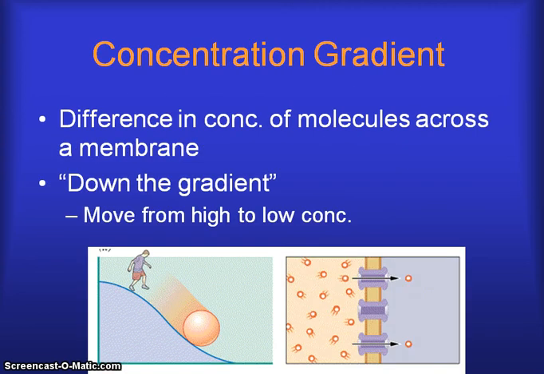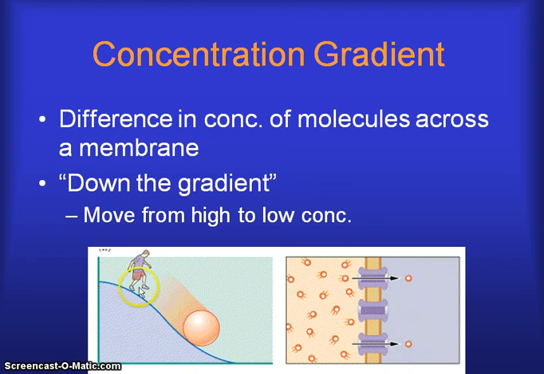One term that you'll need to know throughout this chapter is concentration gradient. A gradient occurs whenever there's a difference in the concentration of molecules across a membrane. So if both sides are not equal, that will create a concentration gradient. Now, passive forms of transport are always moving down the gradient. So they move from areas of high concentration to low.